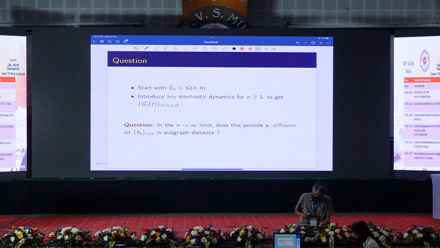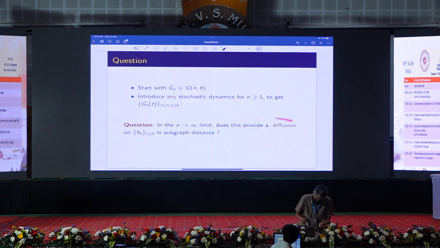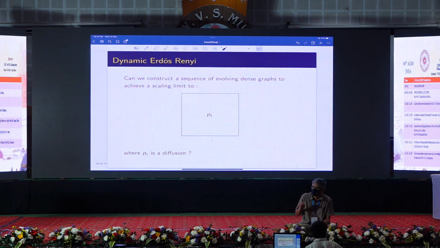So let me show you a simulation of this idea. I want to introduce a discrete dynamics and show you what happens in the limit. Okay. So let's take a simple graph. I take my Erdős–Rényi graph. I want my p to diffuse in some manner, and I want to understand what the graph is doing.